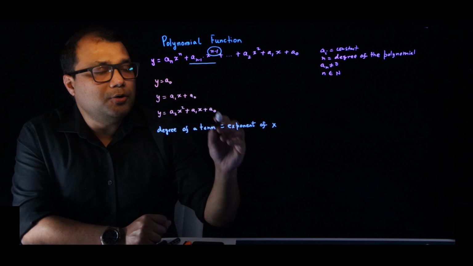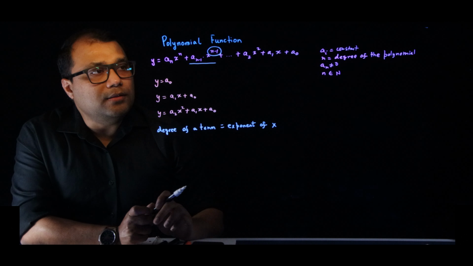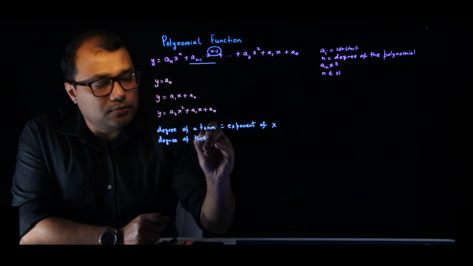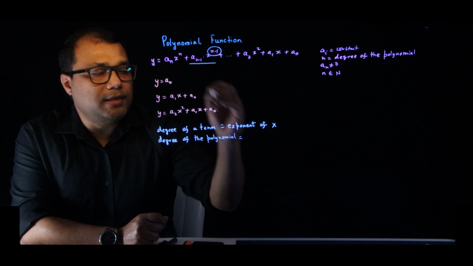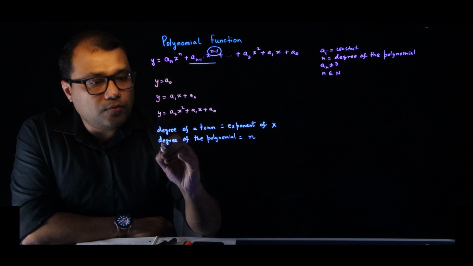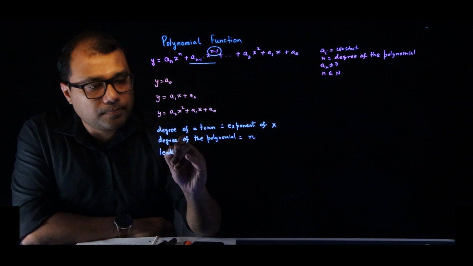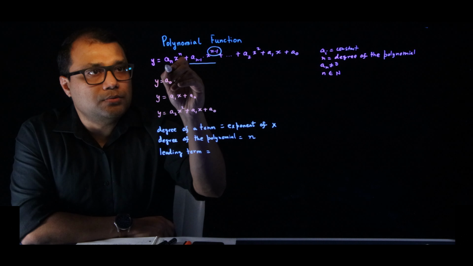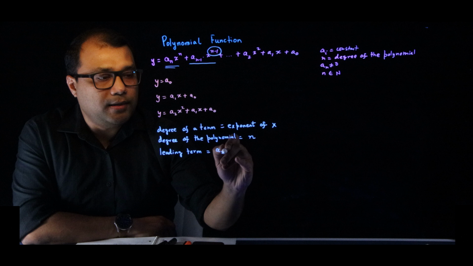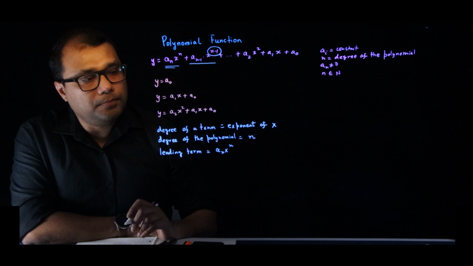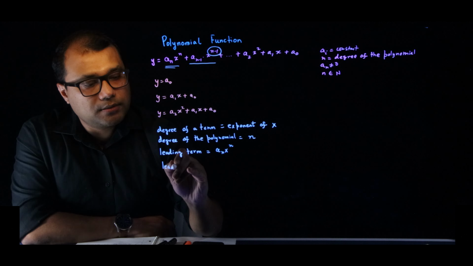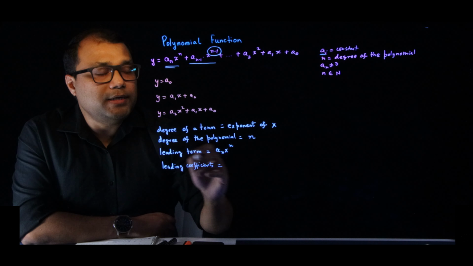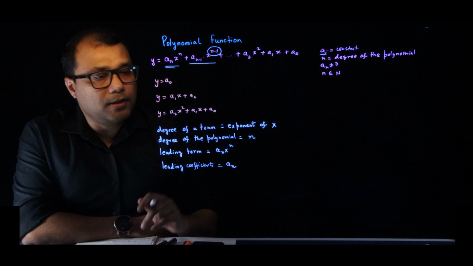Similarly, the degree of the polynomial is the highest degree in the function, right? So the degree of the polynomial, in this case, is n, okay. Now what is the leading term? The leading term is the term with the highest degree. So this is the leading term, a_n x to the power n, okay. So what is the leading coefficient? All these a_i's are coefficients. So the leading coefficient is a_n, okay.